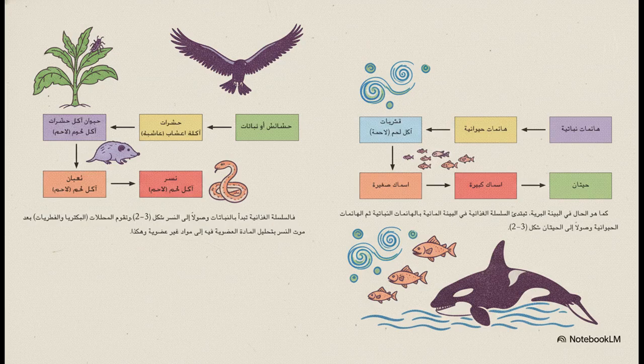A plant gets eaten by an insect, that insect gets eaten by a shrew, the shrew by a snake, and then bam, the snake gets eaten by a hawk. Now look to the right at the ocean. It's the exact same pattern, just with different creatures.